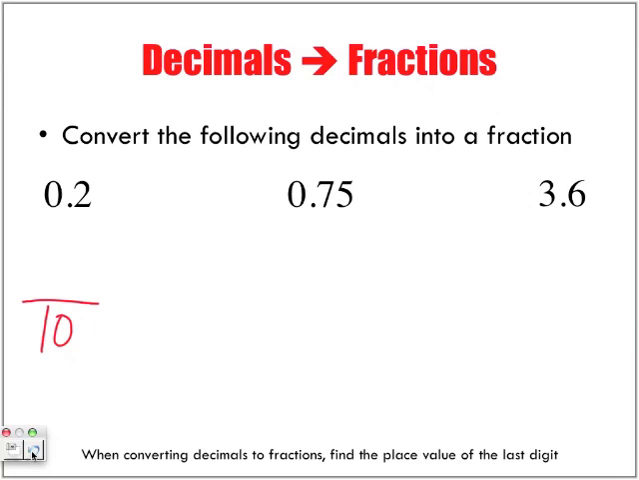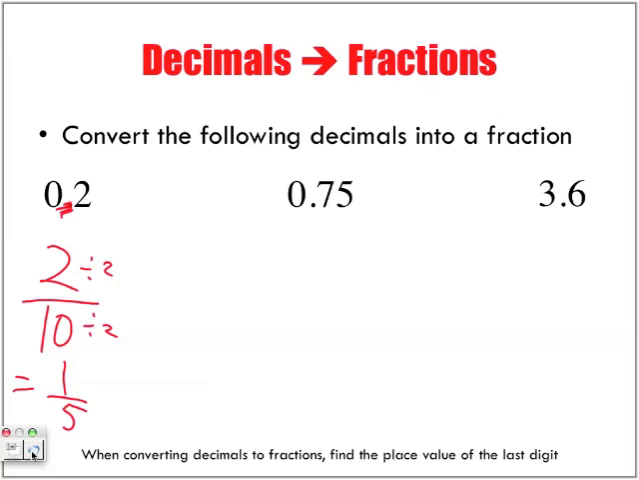Next part is remove the decimal. We don't have a number like 0.2, the number would be just 2. We don't keep the 0. So the answer is 2 over 10. But is that in lowest terms? No, we can divide top and bottom by 2. So the lowest terms would be 1 over 5.